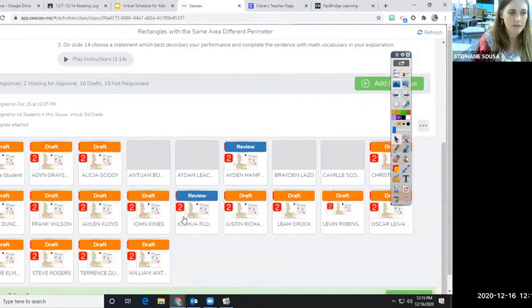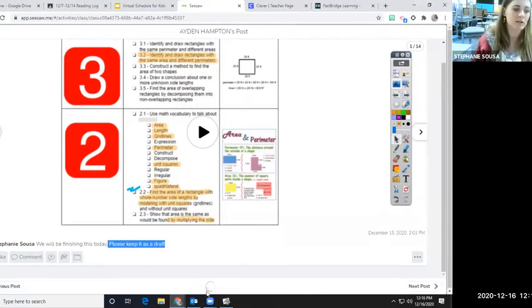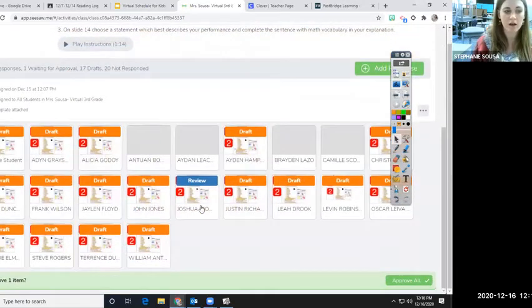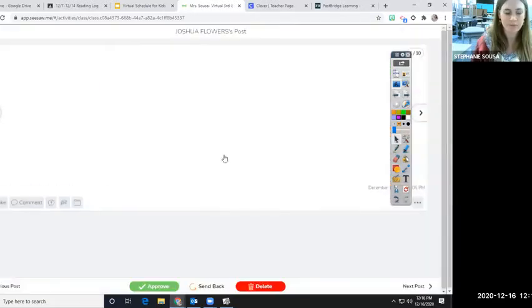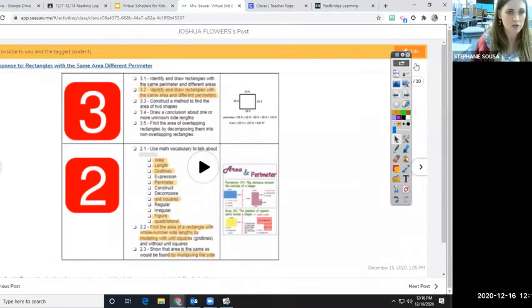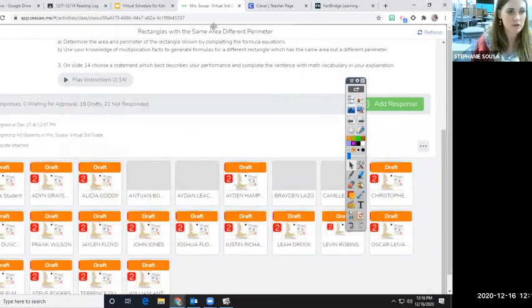And Aiden Hampton and Josh Flowers, I'm going to send it back to you, even though I wrote a comment telling you that I'm sending it back to you and to keep it as a draft. And you turned it in anyway. Dun, dun, dun. Because we're going to finish it today. So I'm sending it back to you. Look at that. Delete. Oh, yeah. And then, Josh, you deleted some work again. Now you're going to be all kinds of confused and have to do work alone because your group's not going to have it with you.